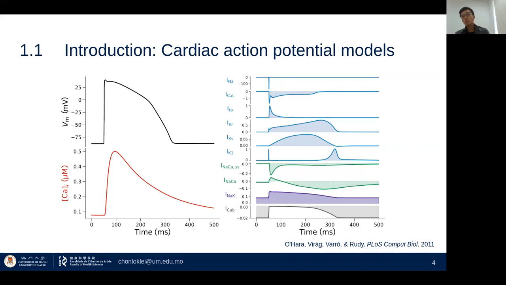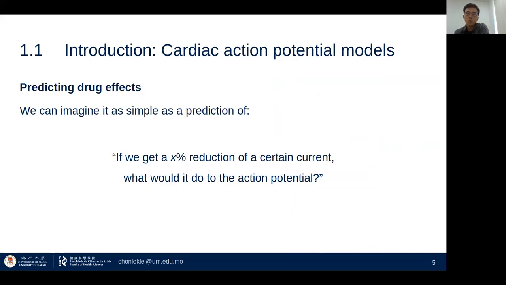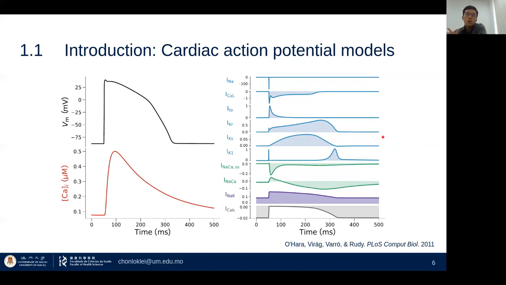And when it comes to drug block predictions, for the purpose of this talk, I assume that we can just imagine it as simple as the prediction of, if we get an X% reduction of a certain type of current, what would it do to the action potential? Right. But the approach that I briefly described is usually based on the assumption that most, if not all, of the ion channel kinetics or the current kinetics, i.e. the shape of these curves here, are correct in this baseline model.